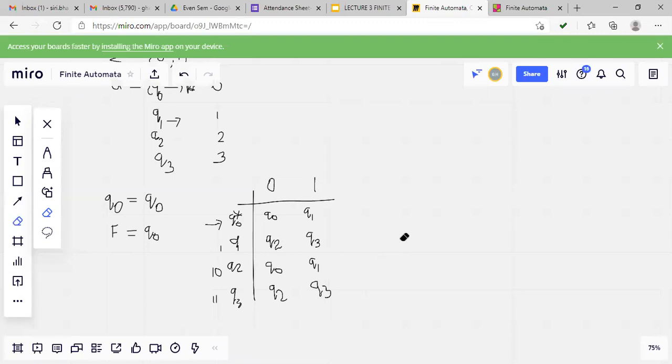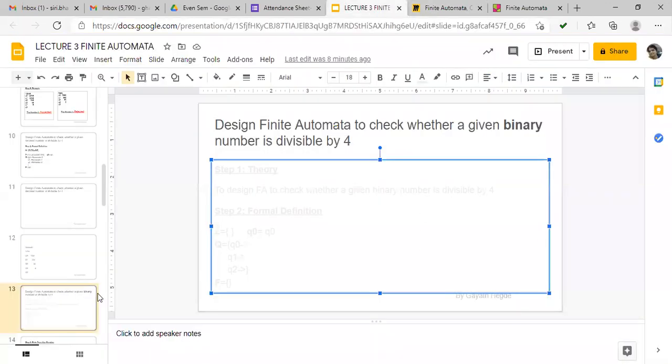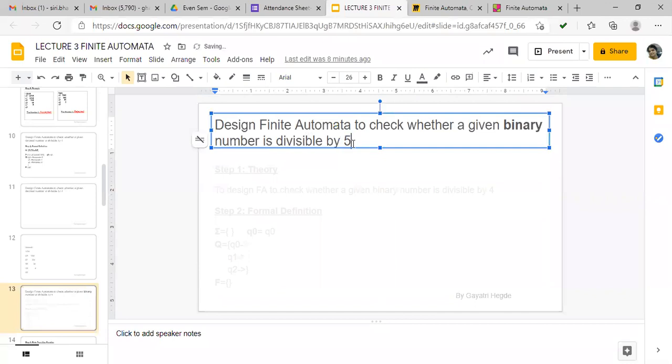Very good. So we have 15 minutes. What I want you people to do is, I'll give you another example. You have to solve it and upload it. I'll give you the space to upload it. Your question is: design finite automata to check whether a given binary number is divisible by 5. Design finite automata to check whether a given binary number is divisible by 5. Okay, I'll give you this link.